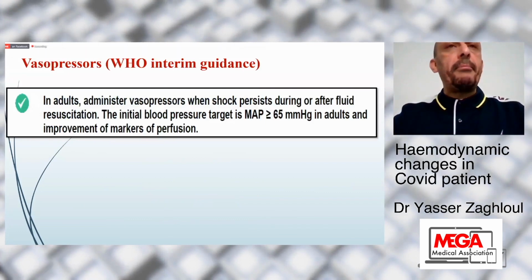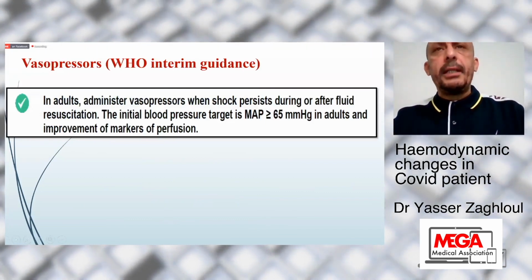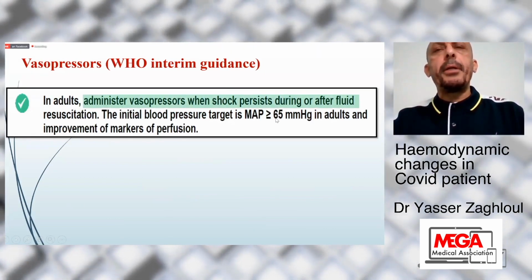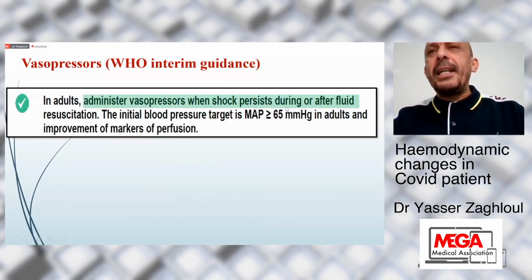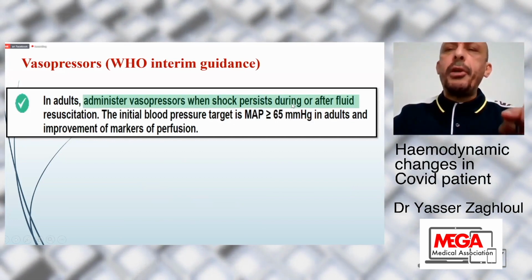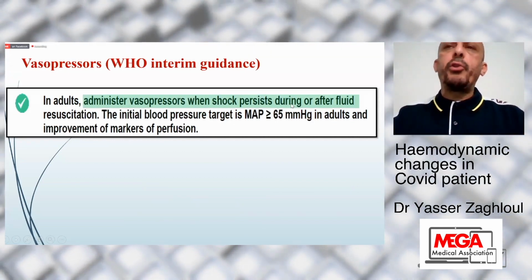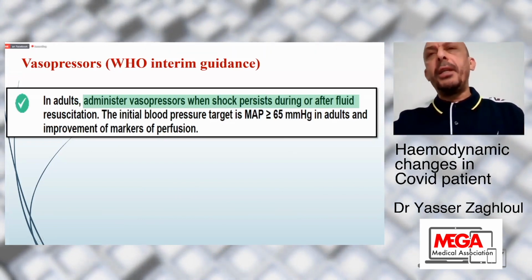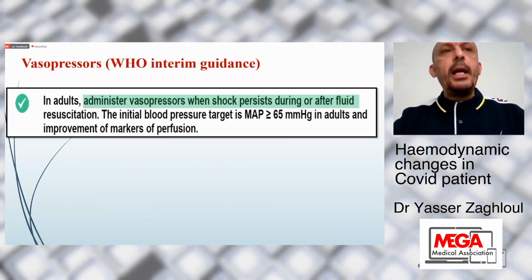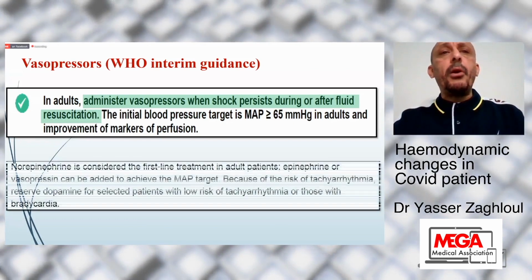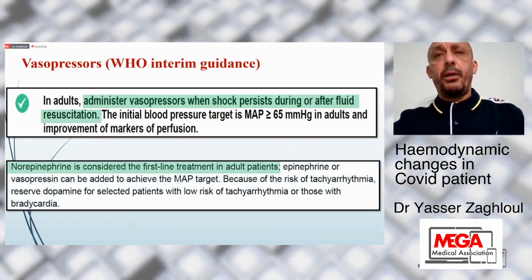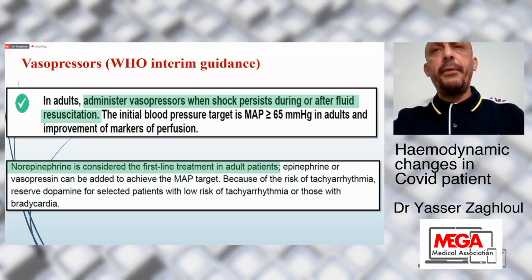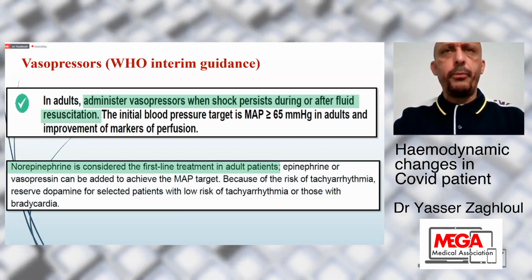Now we will come back again to the WHO DREAM guidance. They recommend a MAP of 65, but the point here is to use nor-epi during the IV fluid. Don't wait for fluid responding or not responding. You can use it a little bit earlier. And nor-epi again is the first drug of choice. So there is no difference between the Surviving Sepsis Campaign and WHO.